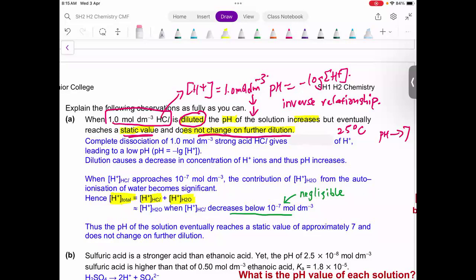Why will it become basic? Water also, but you still have the H+ that is still present, contributed by your HCl. So even though it can become negligible, your H+ is still slightly more than the OH-. It can only become alkaline if your OH- can be more than H+ in your water. So is it possible or not? Can your OH- surpass the concentration of H+ with infinite dilution? Not possible. So it cannot become alkaline.